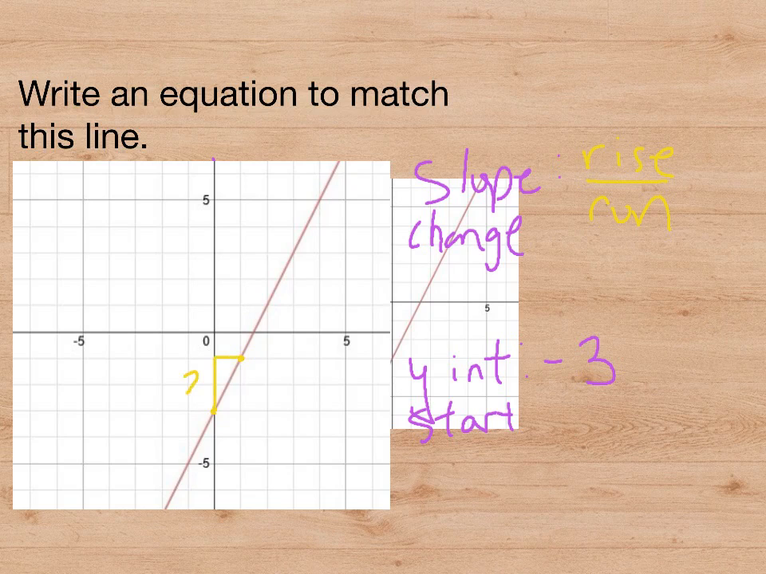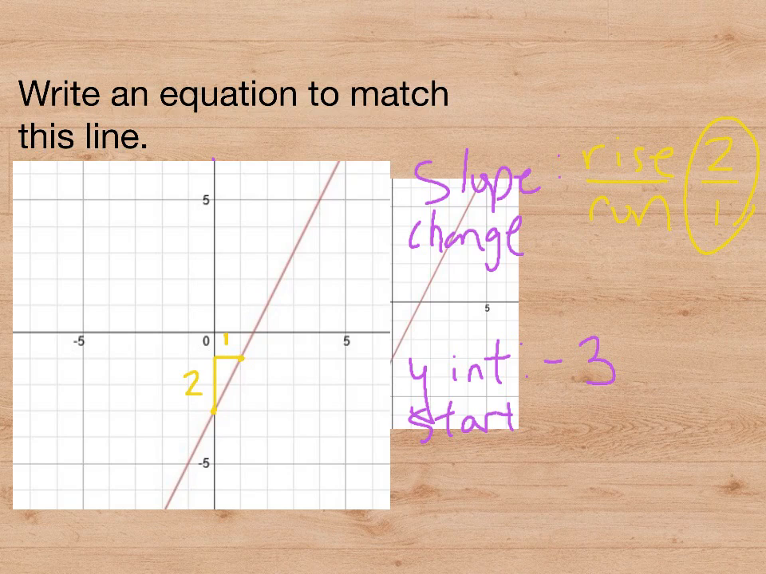So I went up 2, so that's going to be my rise. And I went over 1, so that's going to be my run. So my slope is 2 over 1. If you wanted to make that a little bit smaller, you can just make that a 2.